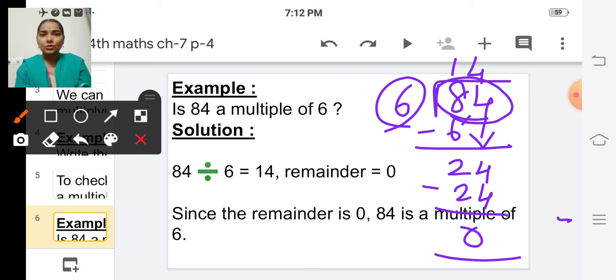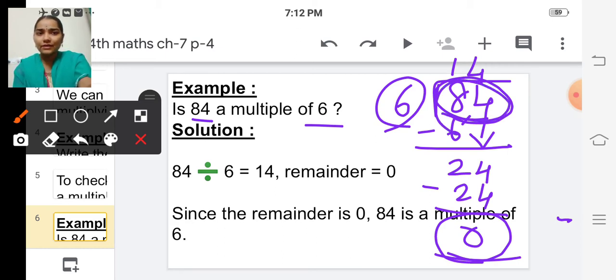Okay, children? So to check whether the given large number is a multiple of the smaller number, we have to divide the two. So if we get the remainder as 0, then the larger number is a multiple of the given smaller number. If we do not get remainder as 0, then the larger number is not a multiple of the smaller number. Okay. So in this problem, we get 0 as the remainder, isn't it? So 84 is the multiple of 6.